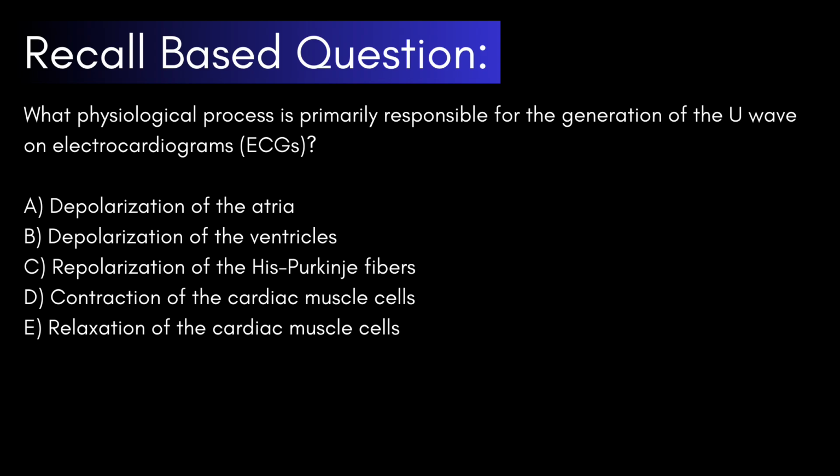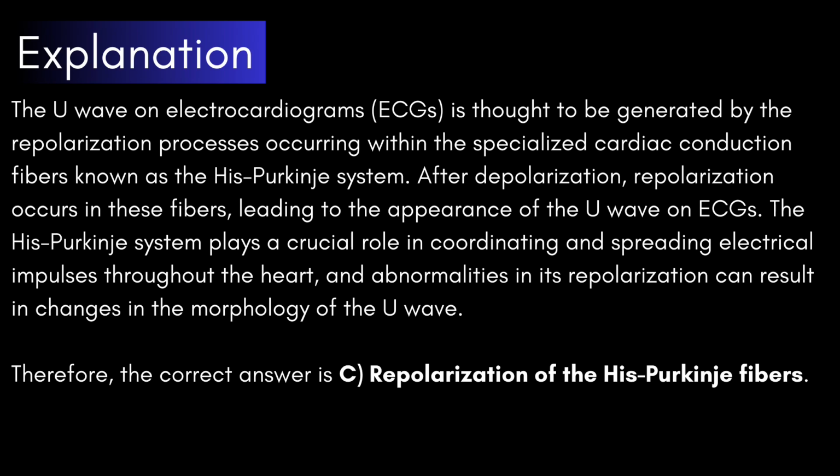Otherwise, moving on now. The U wave on electrocardiograms, ECGs, is thought to be generated by the repolarization processes occurring within the specialized cardiac conduction fibers known as the His-Purkinje system. After depolarization, repolarization occurs in these fibers, leading to the appearance of the U wave on ECGs. The His-Purkinje system plays a crucial role in coordinating and spreading electrical impulses throughout the heart, and abnormalities in its repolarization can result in changes in the morphology of the U wave. Therefore, the correct answer is C, repolarization of the His-Purkinje fibers.